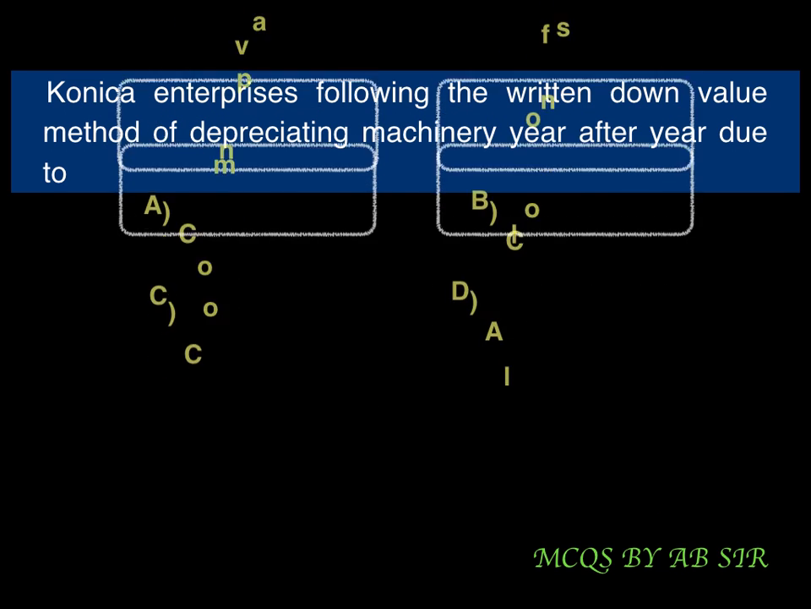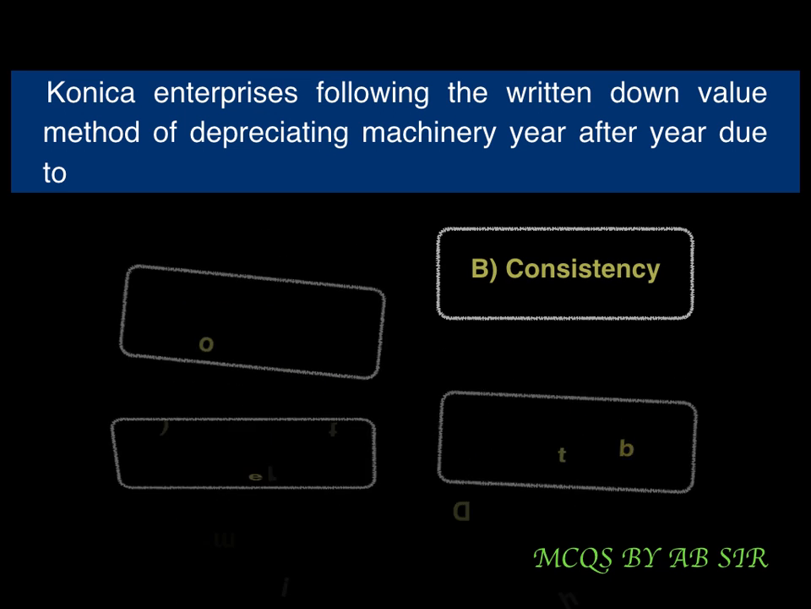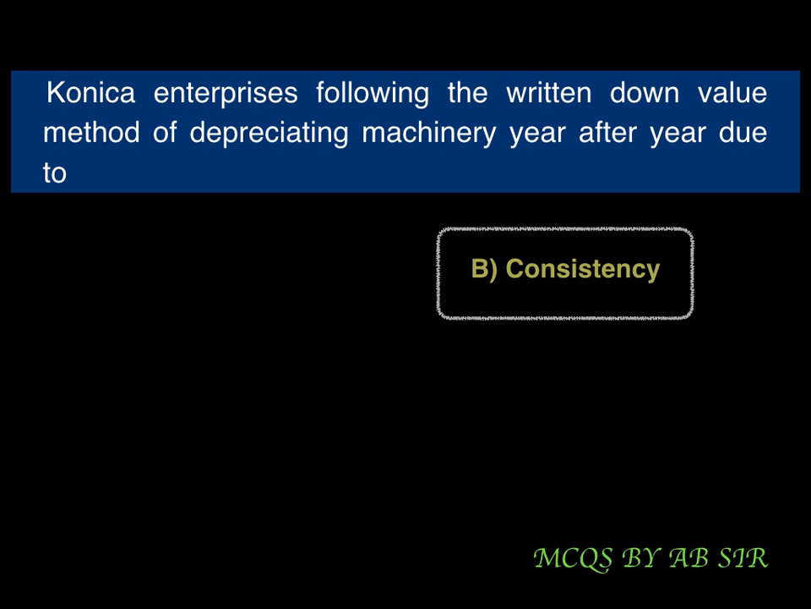Your options: comparability, consistency, convenience, or all of the above. Is it all of the above? No. There is no such principle called comparability or convenience. So as a result, this is based on the principle of consistency, one of the fundamental accounting assumptions, that you have to follow the same method year after year. Right? Okay. The next MCQ.